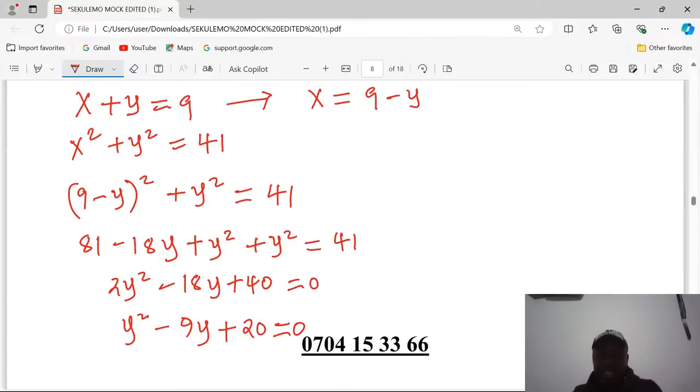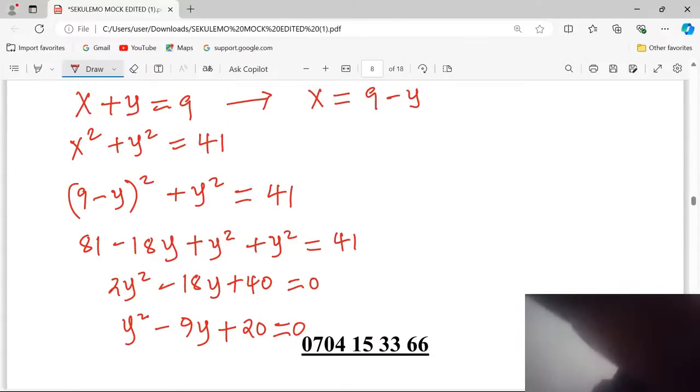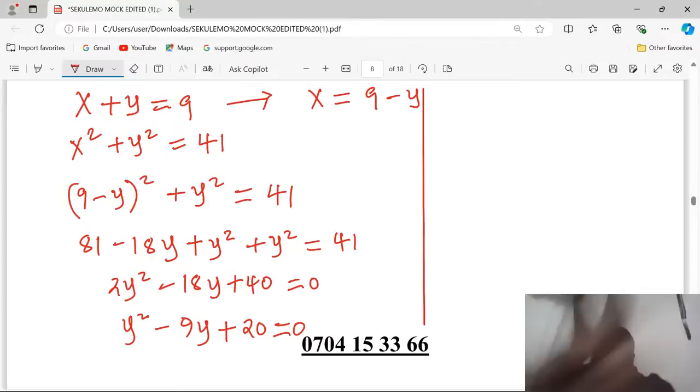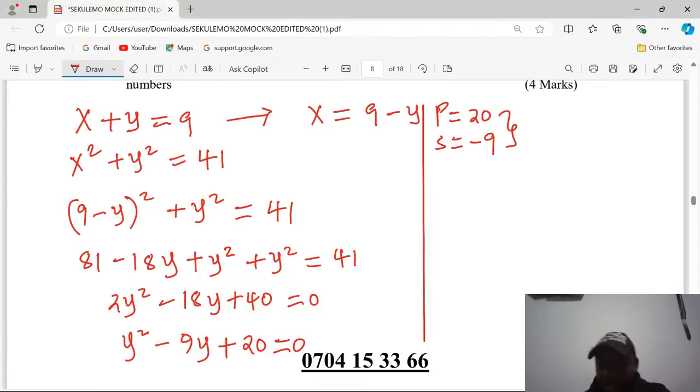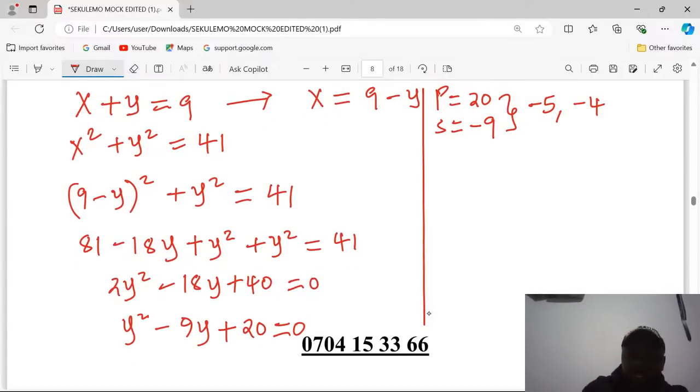Can we work with factorization this time round? It's a quadratic equation, so we need factorization. For factorization, we need a product which is equal to AC, that is 20, and a sum which is equal to B, -9. So two terms, when added, give -9, but when multiplied, they give us 20. So -5 and -4. The sum is -9, the product +20. We substitute -9y with this. So y squared minus 5y minus 4y plus 20 equals to 0.